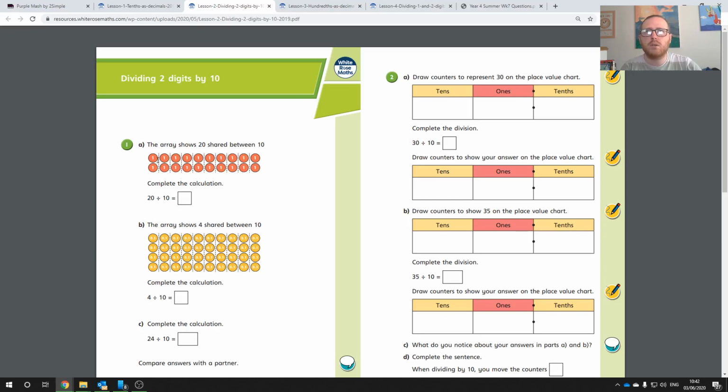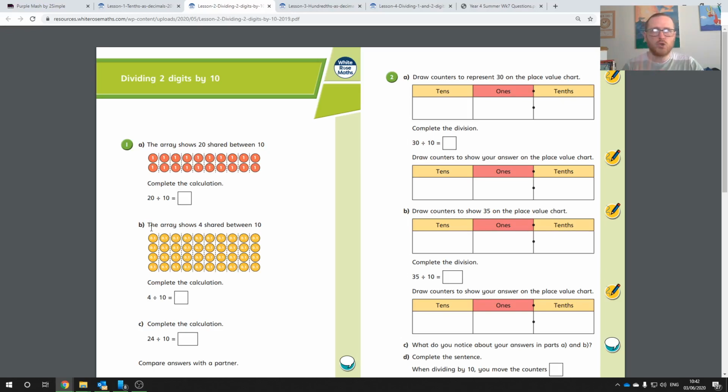Again, so here we've got some, this shows 20 shared between 10. Well, that makes sense. We've got one group here, one group here, one group here, and we got 10 groups. So this 20 has been shared into 10 equal groups, and so 20 divided by 10, well, I've got 2 here, I've got 2 here, I've got 2 there, 2 there, 2 there. So 20 divided by 10 is 2.